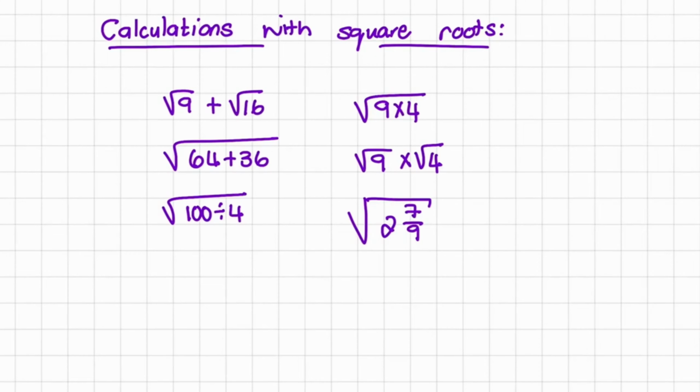In this video, we'll discuss basic calculations of square roots. Let us look at an example of multiplication. So the square root of 9 multiplied with the square root of 4. And now we have the square root of 9 multiplied with 4.